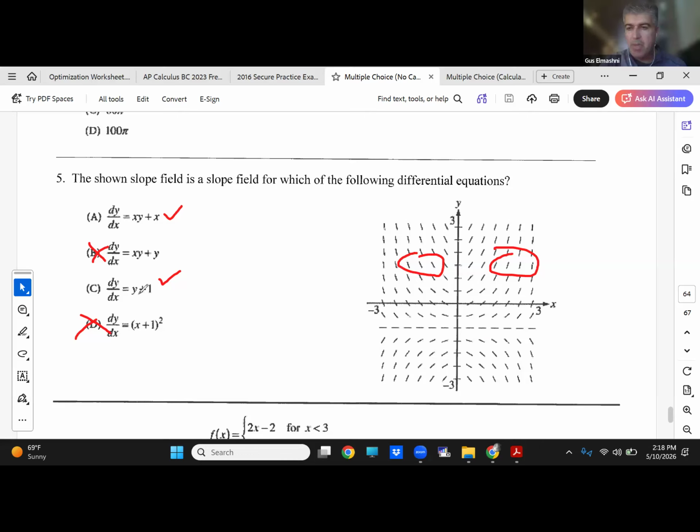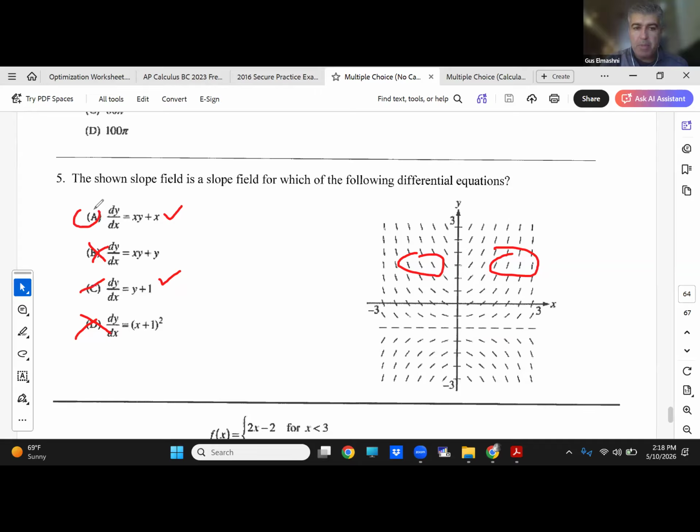Because y is 2, it should be a slope of 3, regardless if you're in the first or second quadrant, right? Because if you're above the x-axis, according to C, if y is 2 or y is 3 or y is 4, dy/dx is positive. But in the second quadrant, it's negative slopes, right?